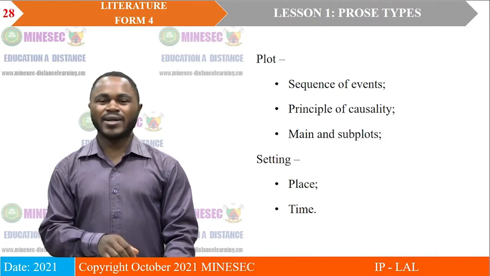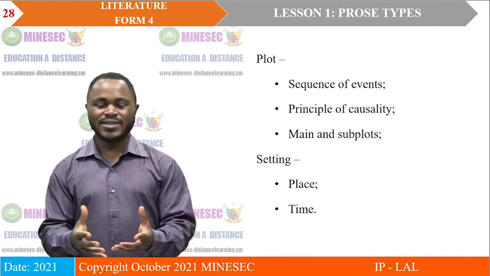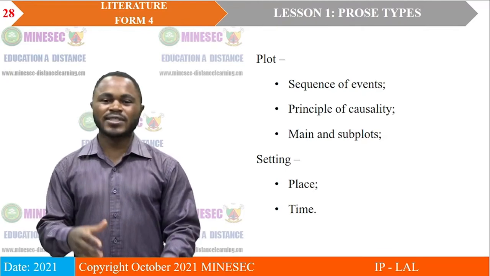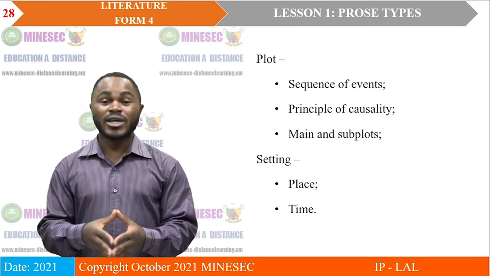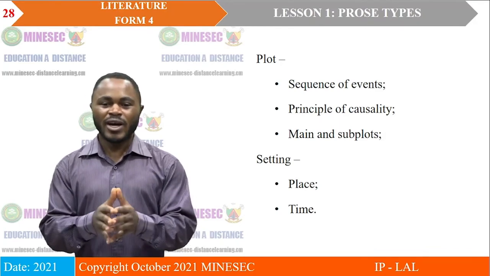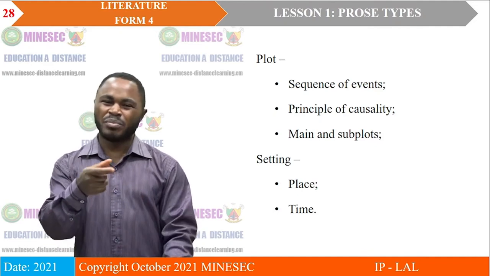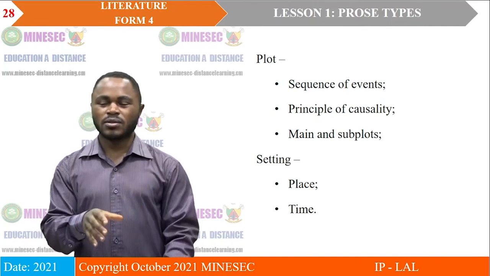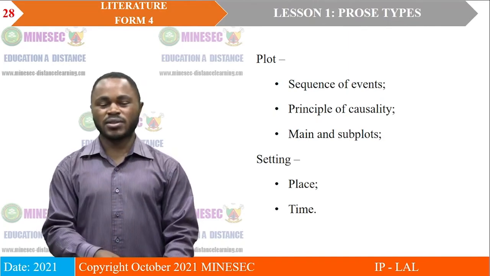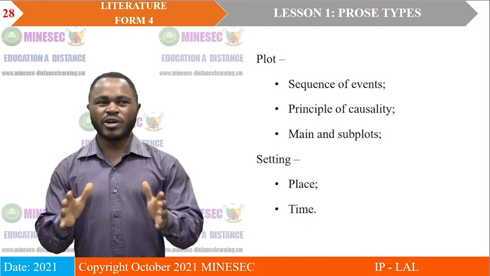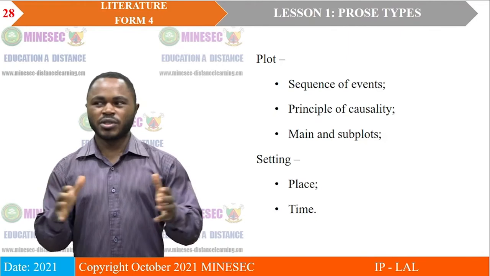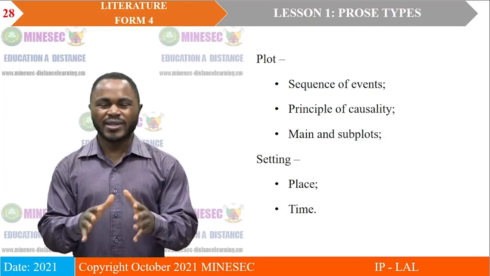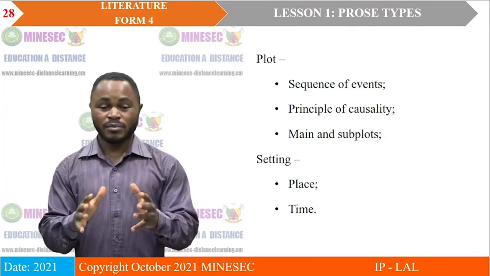Setting, on the other hand, has to do with the circumstances in which these events that make up the plot take place. Because things can't happen nowhere. They must happen somewhere. So, if they're happening somewhere, that already takes us to the idea of a place. It means setting has to do first with where, the geographical location in which these events take place. And these geographical locations can be general or specific. If you're talking about a country, either named or unnamed, in Africa, in Europe, South America, that is a place. That's a general geographical setting.